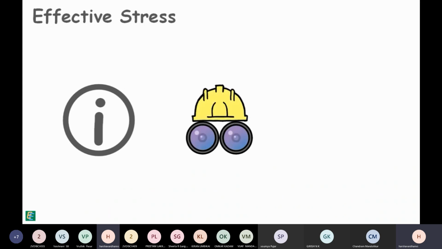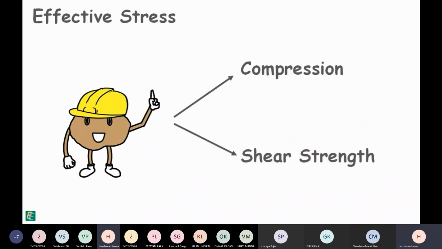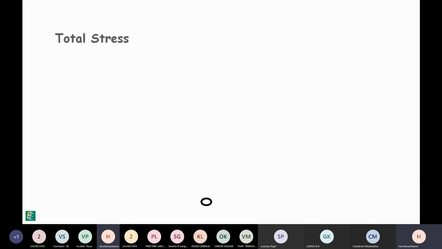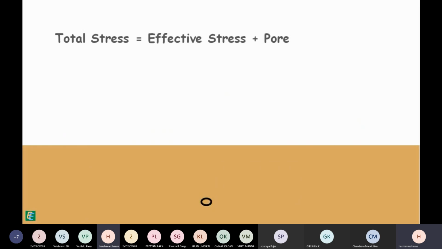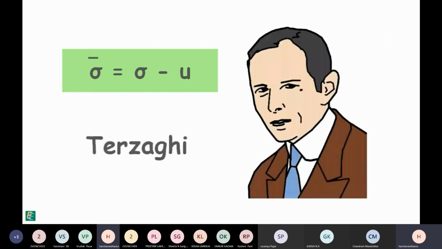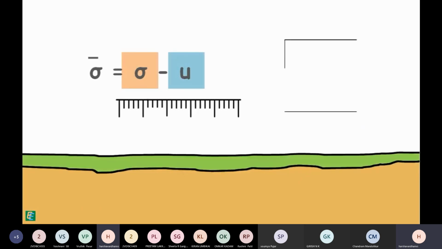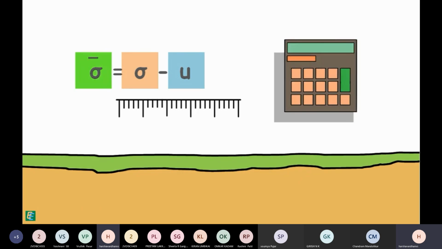It has been observed experimentally that it is the effective stress that determines the engineering behavior of the soil, like compression and shear strength, not the total stress. We know total stress at any point within the soil mass can be written as this. From this, we can write the expression for effective stress. This relationship holds, and pore water pressure can actually be measured in the field. We can also calculate the effective stress.